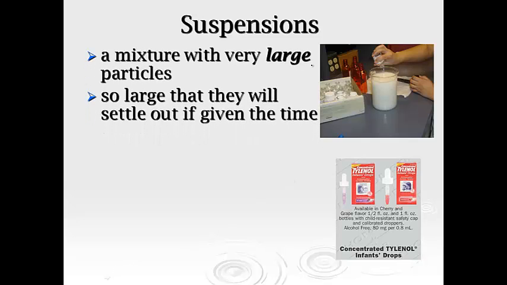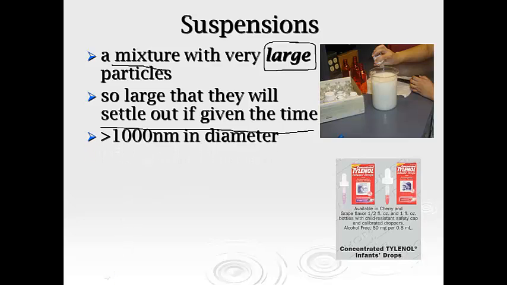Now, a suspension is a type of mixture with very large particles. In fact, they're so large that they will essentially settle out if given the time, meaning that they will fall to the bottom and have to be remixed. A really good example, and usually they're over 1,000 nanometers in diameter.